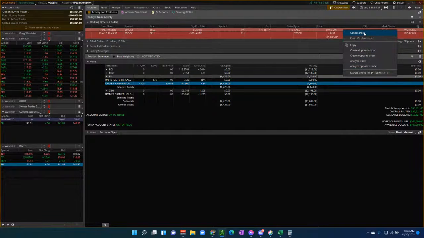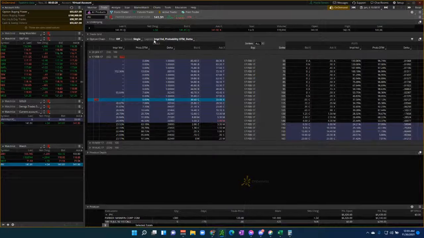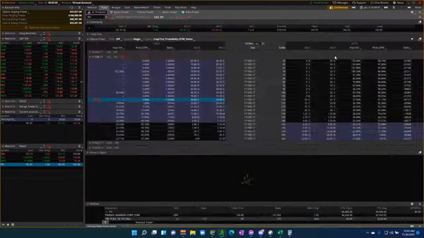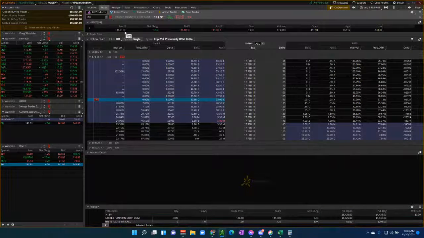So maybe if we do it lower, right? We just take a lot lower. Maybe it'll trigger. Just a flat 30. Nope, still won't take anything. It probably won't even take market.